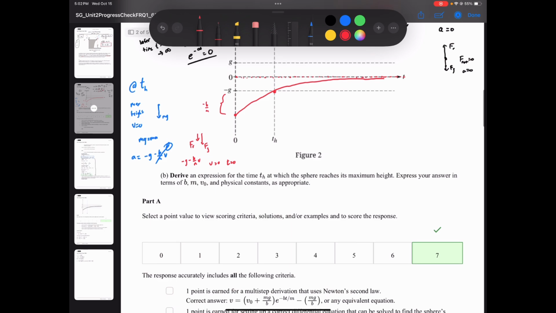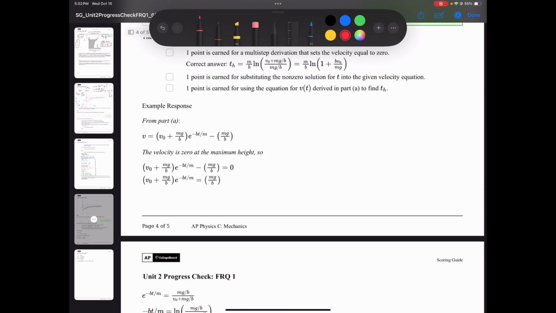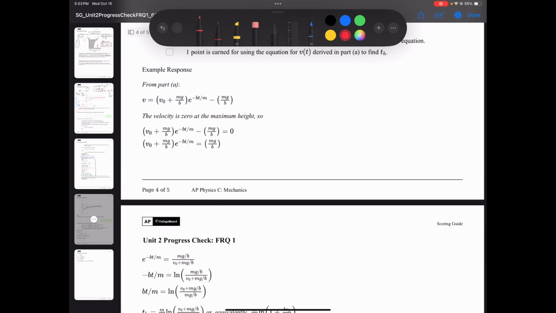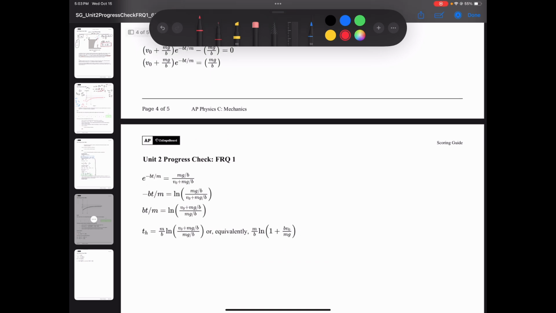Now, the next part, we have to derive an expression for the time when the sphere reaches its maximum height. For this one, in the interest of time, I want to go over the critical parts so you can just see the solution. All they do here is understand that the velocity is equal to 0 at maximum height, and then you just solve. If the differential equation is provided and you have to figure out the time th, you have to solve for t. I know the velocity has to be 0, and I just have to solve the equation.